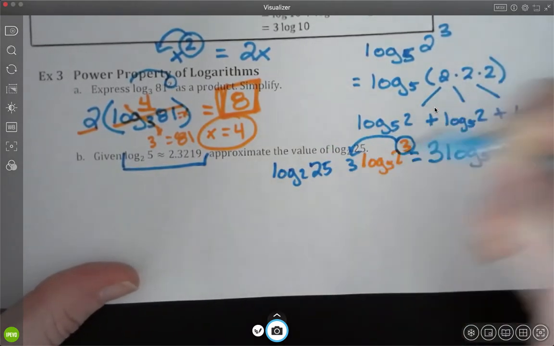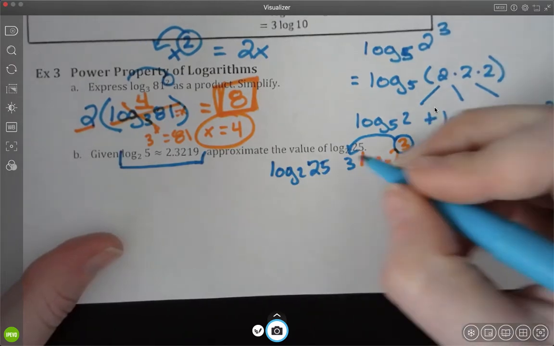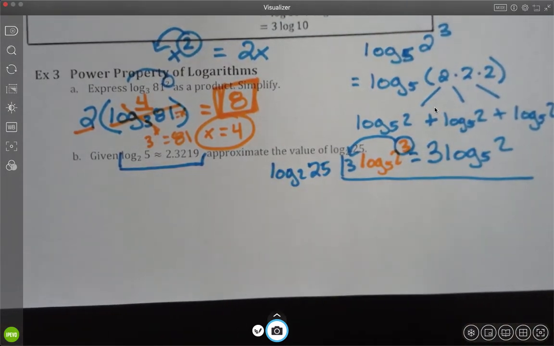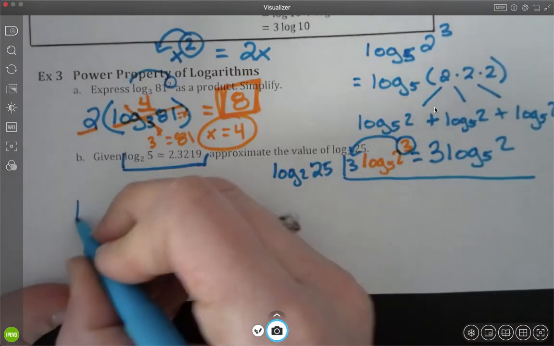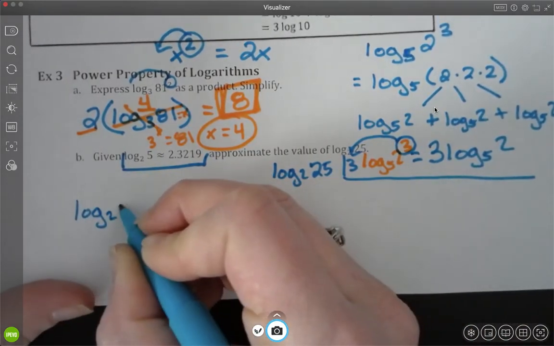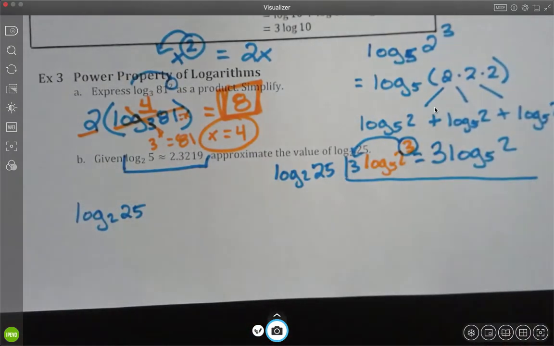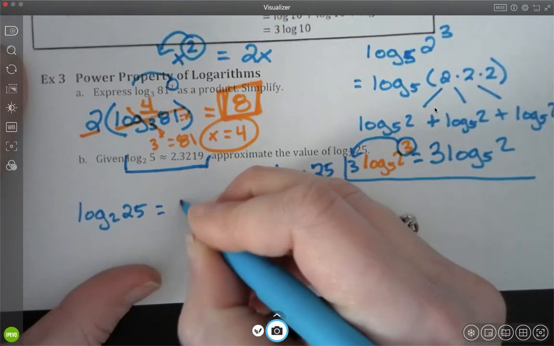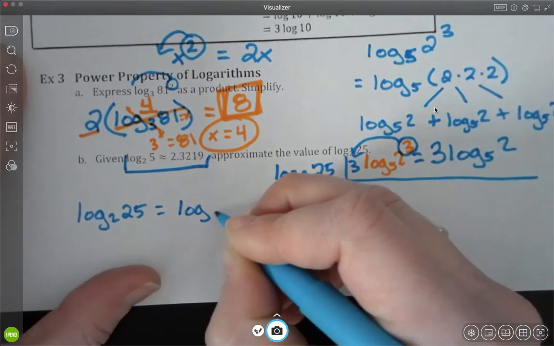I'm going to rewrite it because my numbers are getting all clogged up here. So they want to know what log base 2 of 25 is. I know what log base 2 of 5 is. They want log base 2 of 25. Now I want to write log base 2 of 25 as something. So we could say that log base 2 of 25 is the same as log base 2 of 5 squared, right?